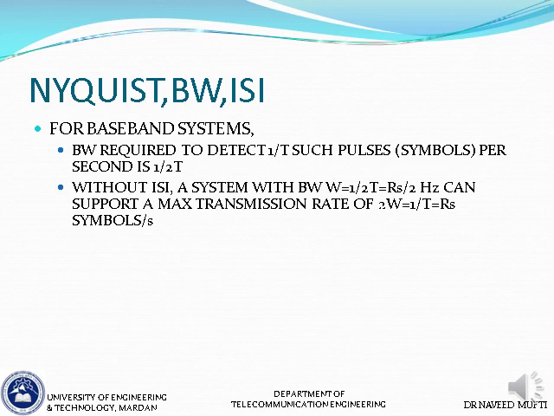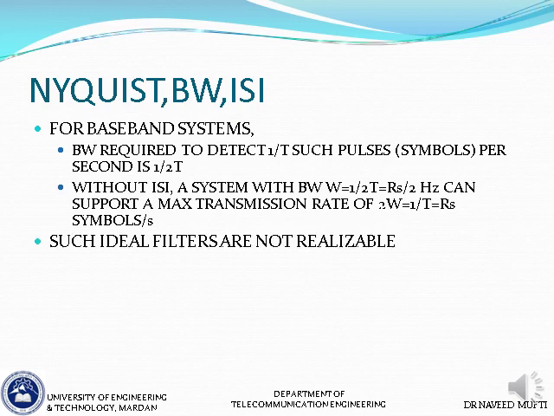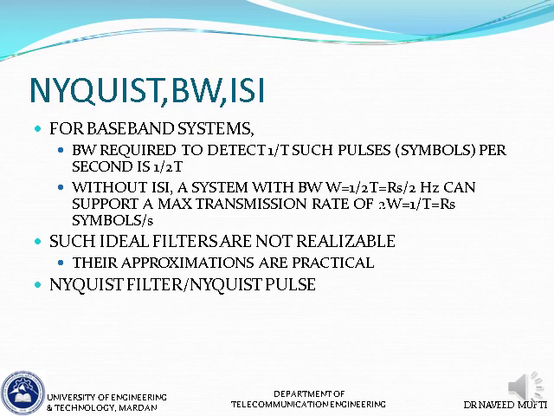So without ISI, a system with a bandwidth W equal to 1 by 2T, which is equal to Rs by 2 Hz, can support a maximum transmission rate of 2W, which is 1 by T, which is Rs symbols per second. तो ये एक लिमिटेशन लग गई उस पर कि मैक्सिमम ट्रांसमिशन रेट कितना वो सपोर्ट कर सकता है. And because it's an ideal low pass filter, rectangular 90 degrees angle, such ideal filters are not realizable. तो प्रैक्टिकल लाइफ में उनकी अप्रॉक्सीमेशंस यूज़ होंगी. Their approximations are practical, so that is why they are used.